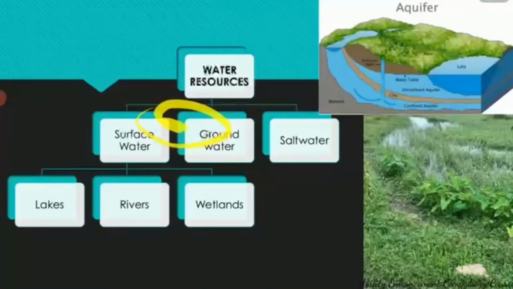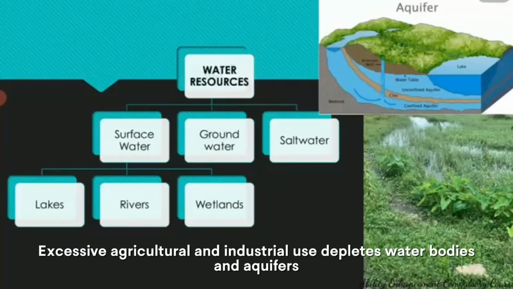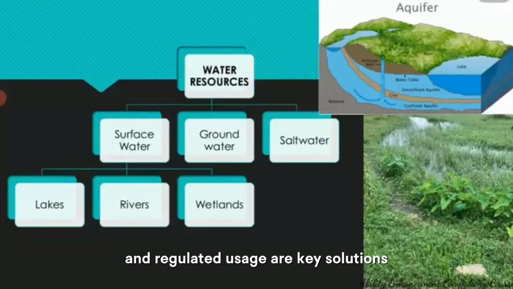Number 5. Overexploitation of water resources. Excessive agricultural and industrial use depletes water bodies and aquifers. Conservation, rainwater harvesting, wetland protection, and regulated usage are key solutions.